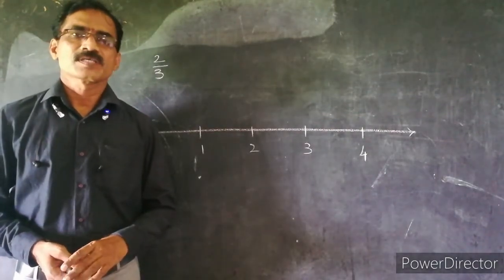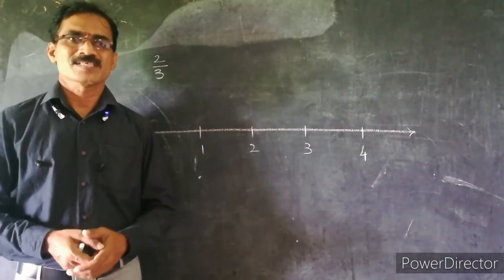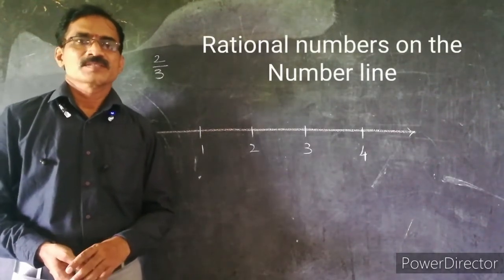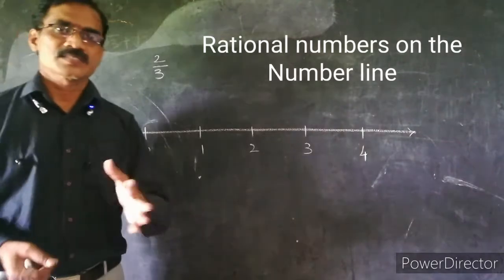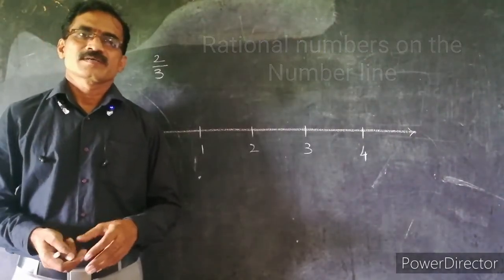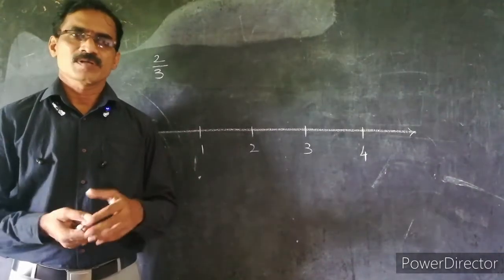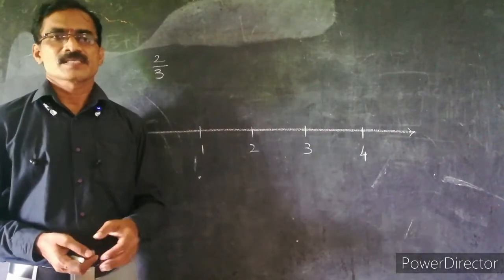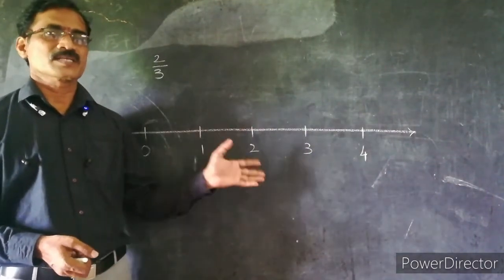In this video we are going to learn how to represent rational numbers on the number line, for 8th class students from the first chapter. In our last class you learned what rational numbers are and some properties of rational numbers. In this class, we will see how to represent rational numbers on the number line.